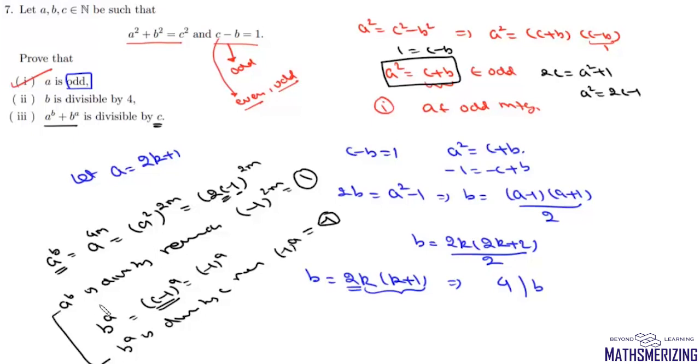Now if we add a to the power b and b to the power a, then this remainder is plus 1 and this remainder is minus 1, which will eventually cancel out. So that means a to the power b plus b to the power a is divisible by c. And this is how we solve these questions.